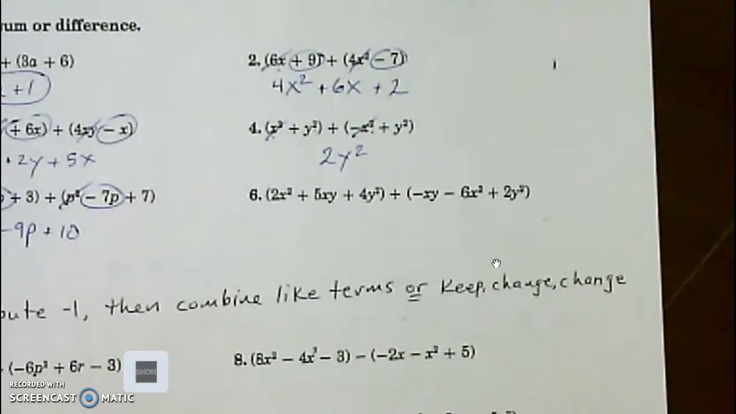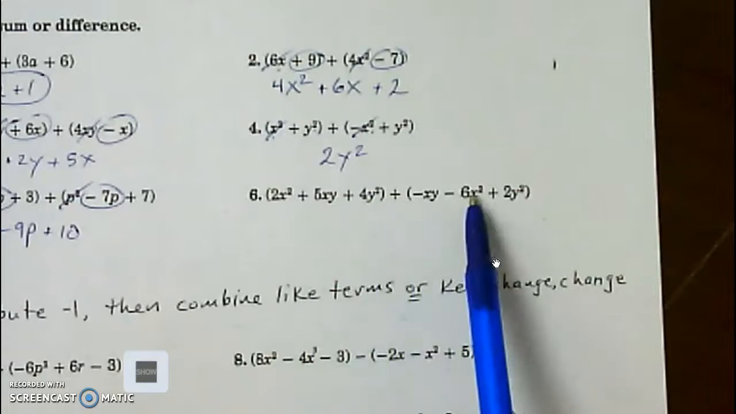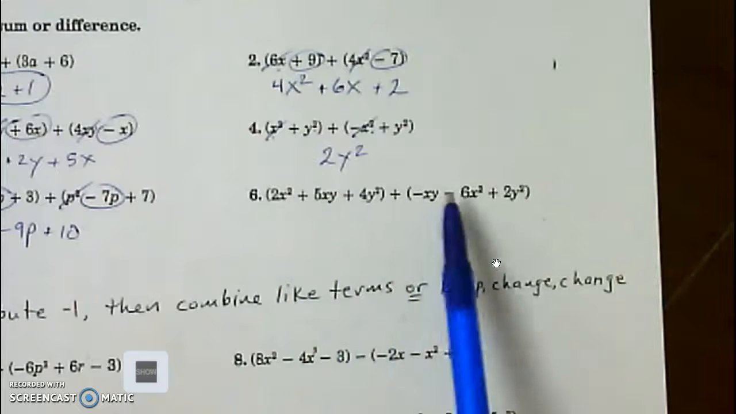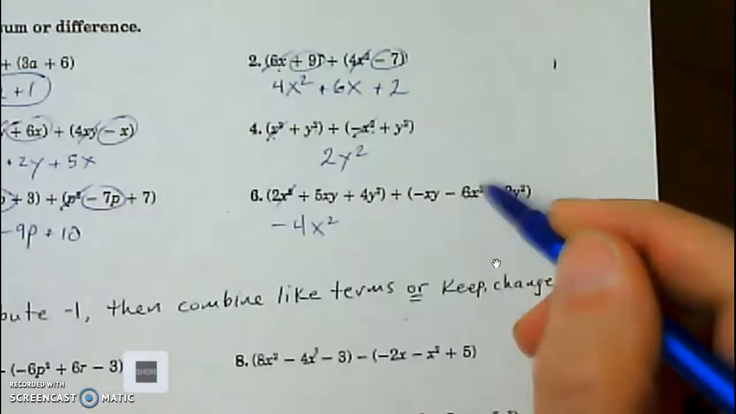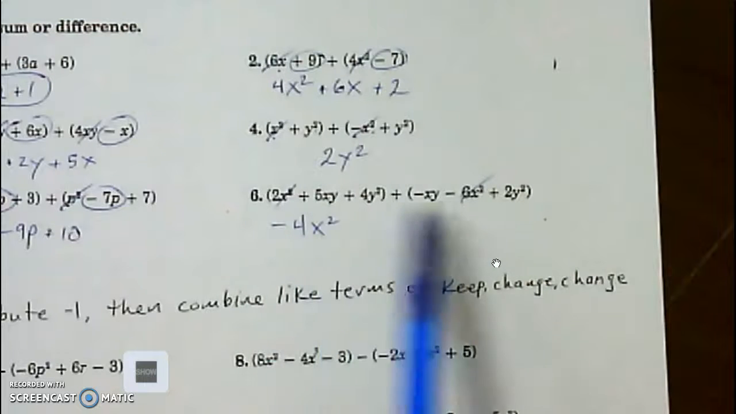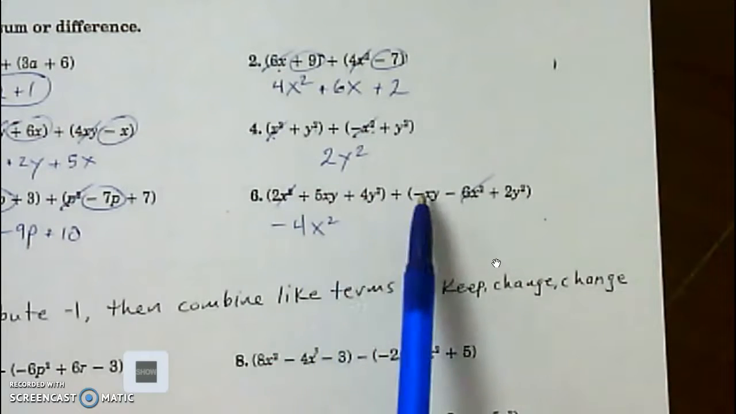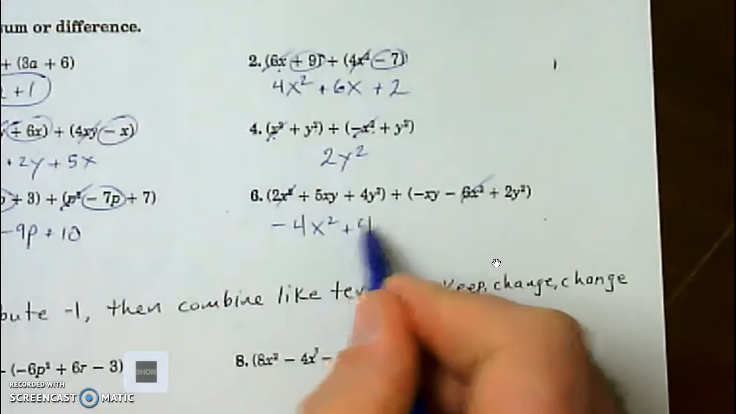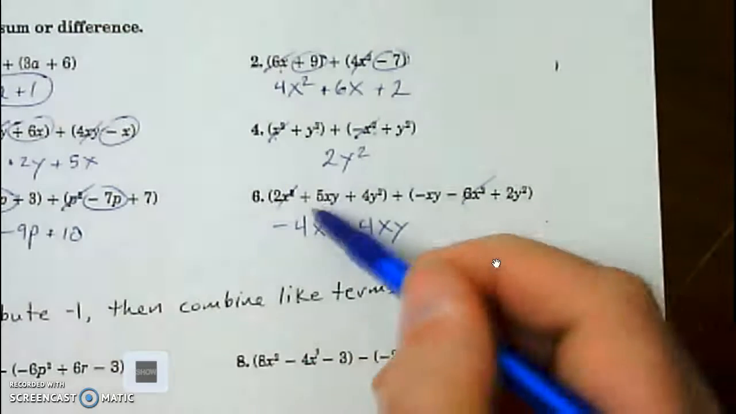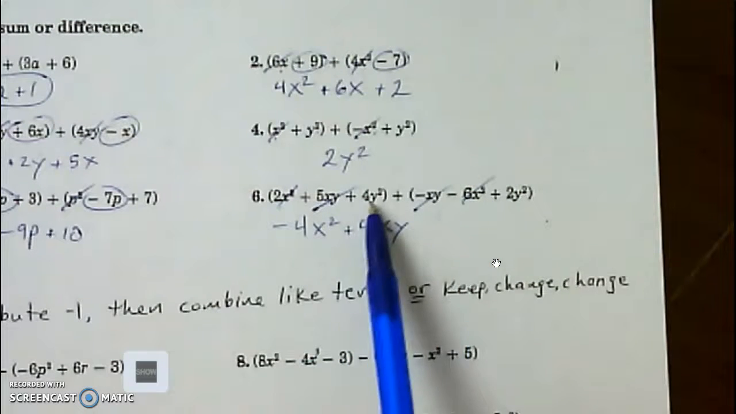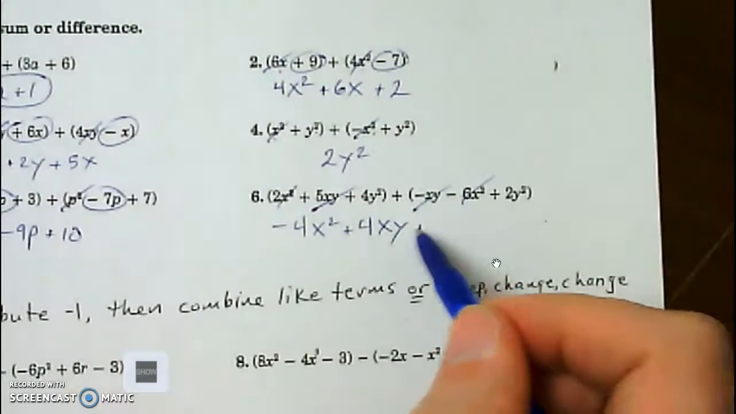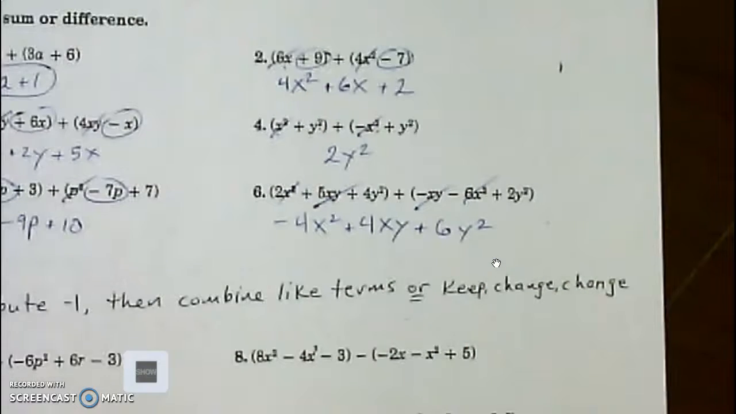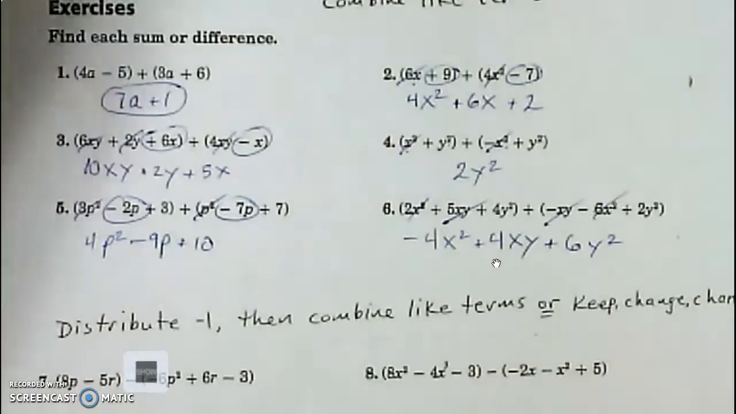Over here, we have an x squared. There's an x squared. 2 plus -6 is -4x squared. xy, 5 plus -1 is 4xy. And finally, we have a y squared and a y squared. 4 plus 2 is 6y squared. So it's just fancy looking combining like terms.